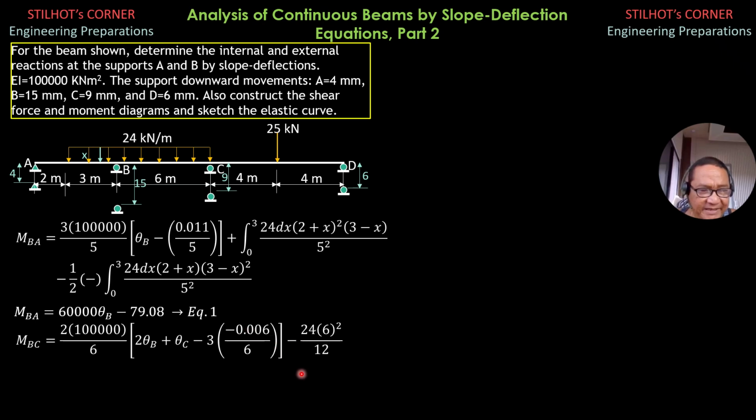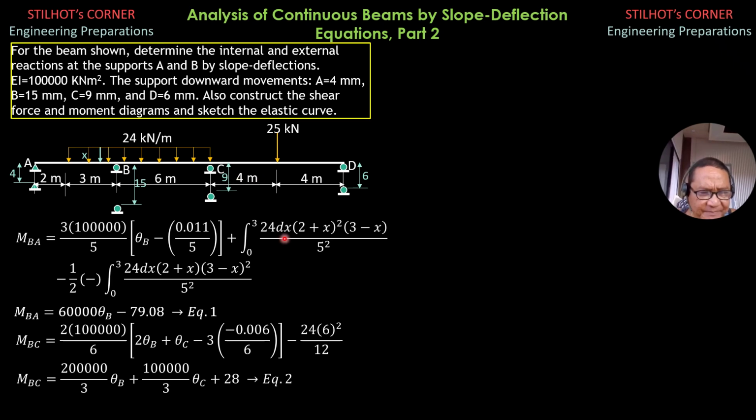So simplifying, MBC equals 200,000 over 3 theta B plus 100,000 over 3 theta C, then plus 28. So the value of 2, 100,000 over 6 times negative 3 times negative 0.006 over 6 is 100. This is negative 72. So 100 minus 72 is 28. Call that equation 2.